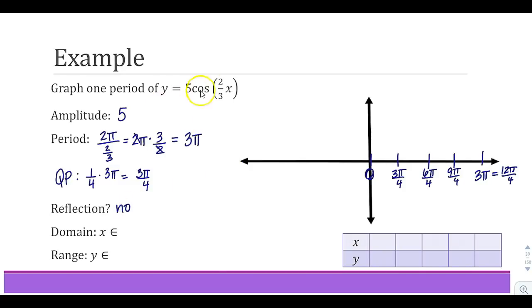So now a cosine graph starts up at the amplitude. So the amplitude is 5, so I'm just going to go ahead and label on the y-axis 5, and I'm going to put my point up at 0, 5.